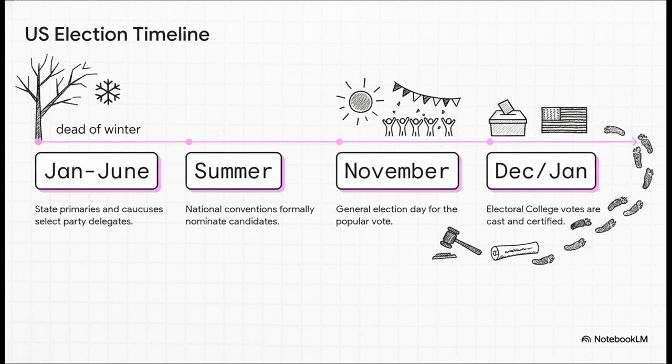And this timeline, wow, it just shows you how drawn out this whole thing is. It starts way back in the winter with those primaries and doesn't really truly end until the next winter. After the summer conventions officially crown the party champions, the whole country votes in November. But get this, even that isn't the final word.